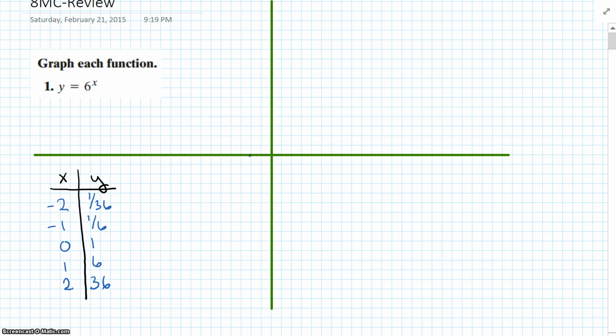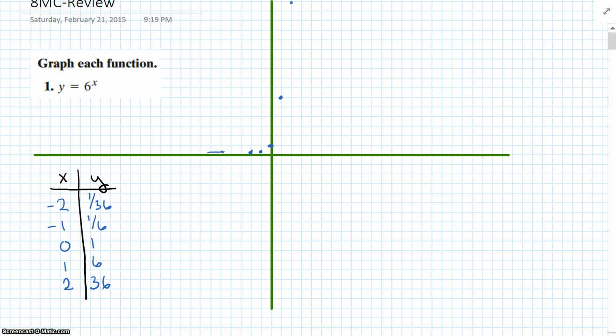When x is -2, y is 1/36. When x is -1, y is 1/6. When x is 0, y is 1. When x is 1, y is 6. 1, 2, 3, 4, 5, 6. And when x is 2, it is 36.